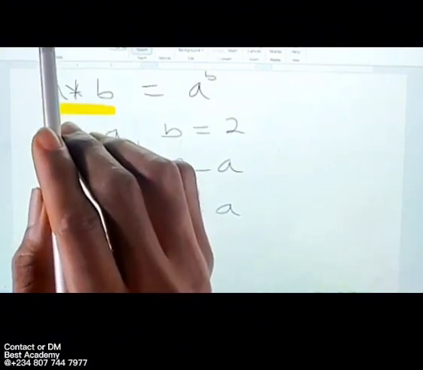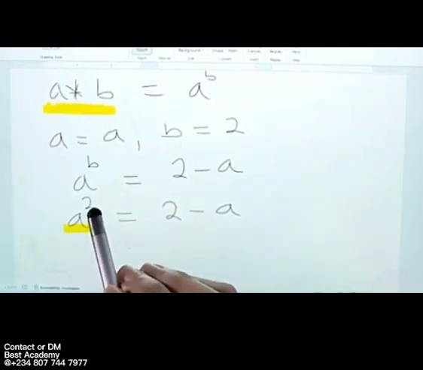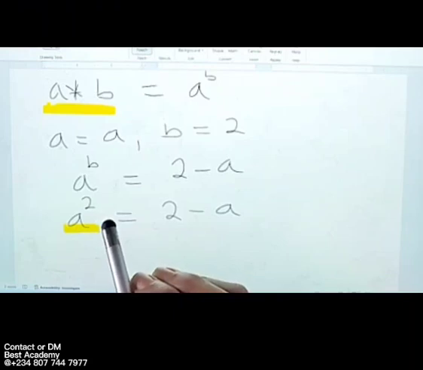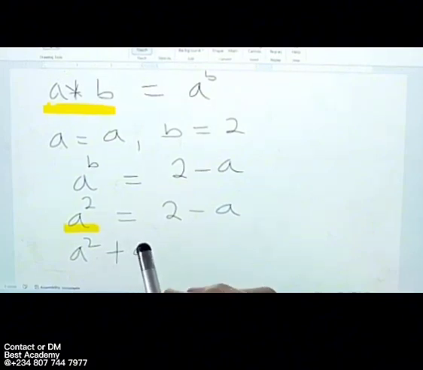Okay, now solving this, I have to take like terms to arrange this in the standard expression of a quadratic, which is a squared plus a minus 2 is equal to 0. So we have methods in solving quadratics.